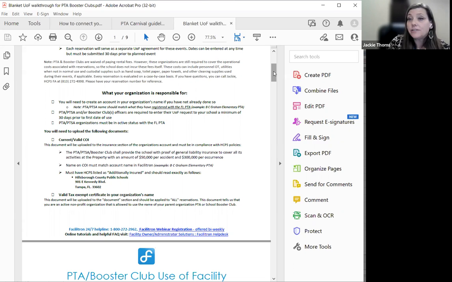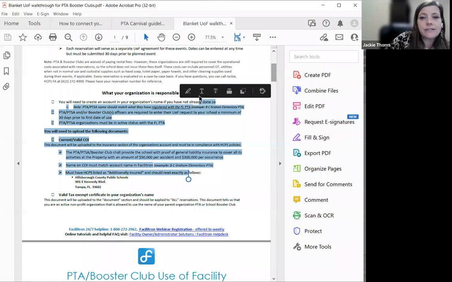You'll also need to have a COI that covers your events for the year. You do not need to have the same coverage as all of our outside renters. We actually reduce that for you. All of our outside renters have to have $1 million in coverage with, I believe, $300,000 per incident. However, yours is going to only be $300,000 with $50,000 per accident. So you guys do not have to have the same coverage as all of our other outside renters. Again, that is for that partnership.